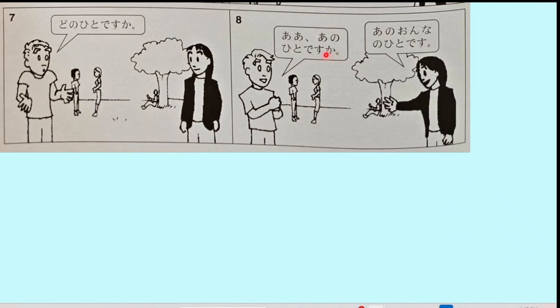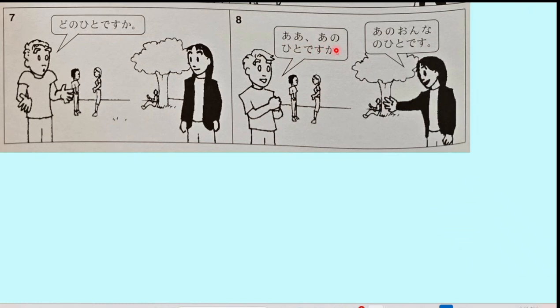If I say "ano hito desu ka," that means is it that person? That is a question. But here he says "ano hito desu ka?" That means oh, it's that person. So this is not a question, but just a kind of acknowledgement or confirmation that whatever she said, he is acknowledging that he has understood what she said. So from that point of view, "ka" is used. Otherwise, this is not a question. This is a kind of acknowledgement.